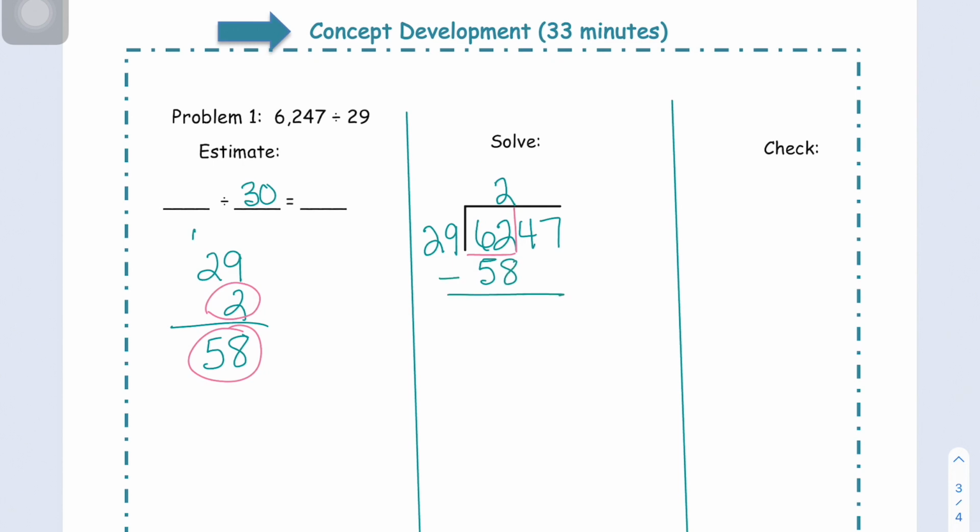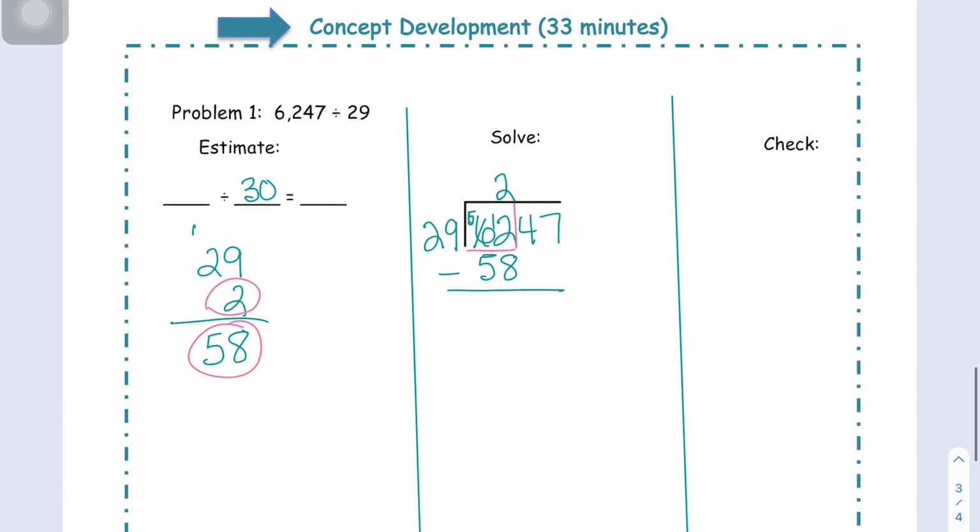And when you subtract, make sure you notice that there's regrouping. So this becomes a 5, and the 2 becomes a 12. So we got 4. All right. Is it okay to bring down the 4? Yes, it is.